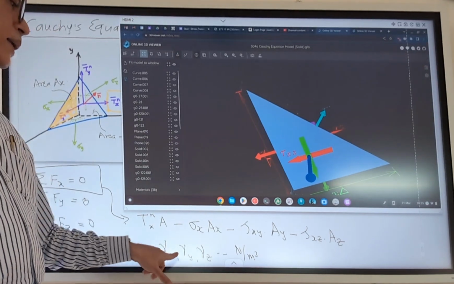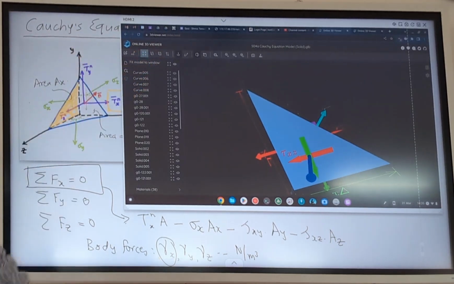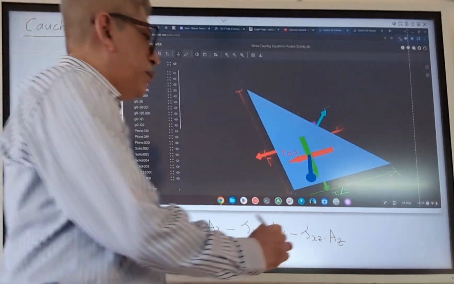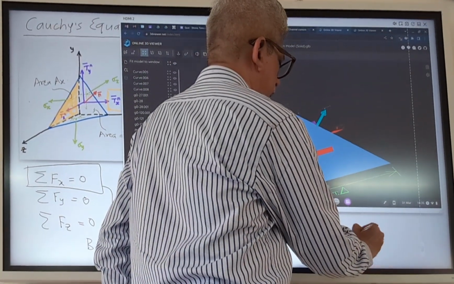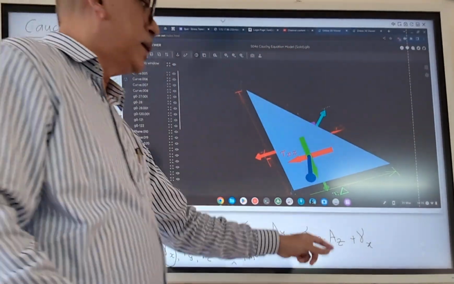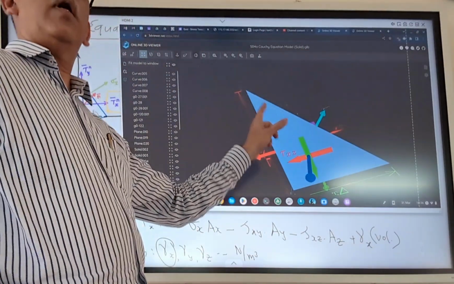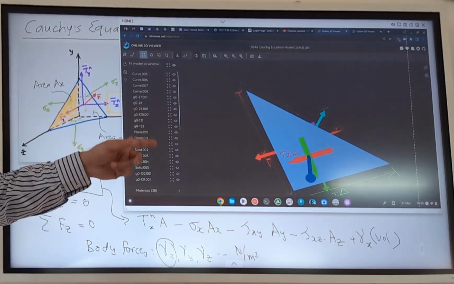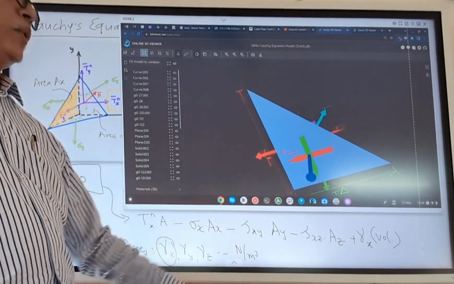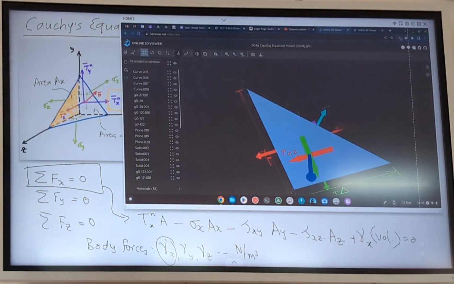So for this tetrahedron, let's say gamma x is the body force magnitude in the x direction, or simply the acceleration in the x direction. The component because of the body force in the x direction would be given as gamma x. So this will be plus, I am assuming gamma x is in the positive x direction. So it will be gamma x multiplied by the volume of this particular body. The volume of this tetrahedron is what is to be included. Other than this, the tetrahedron is not subjected to any other type of force. So this would be equal to 0. That is the equation that we have got.